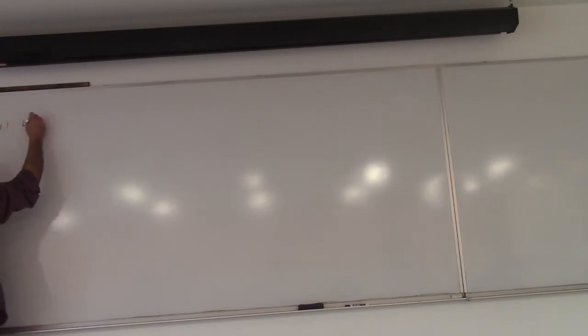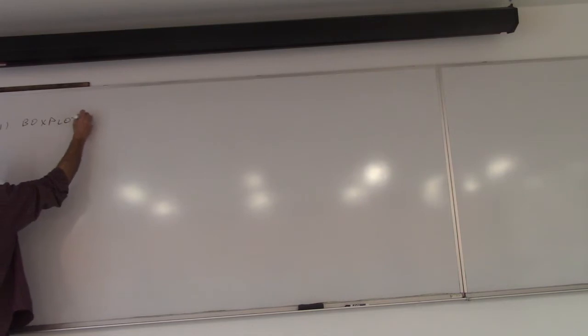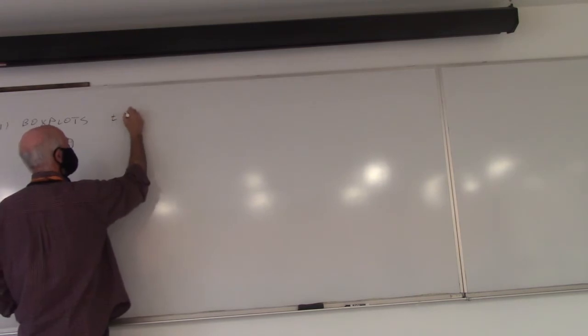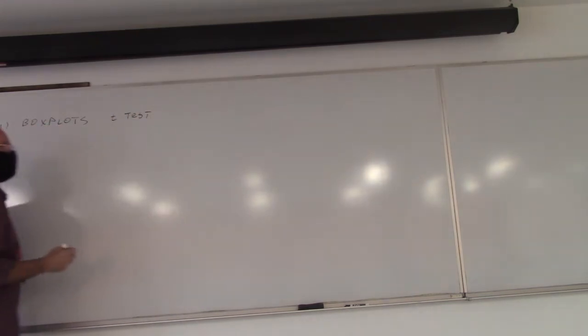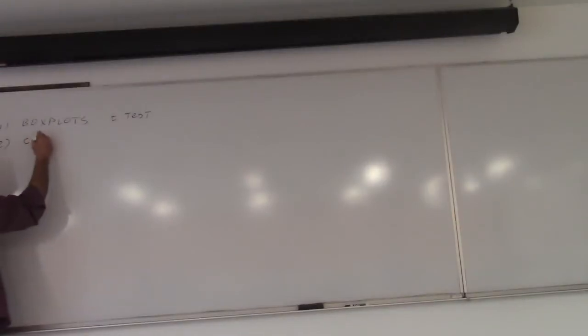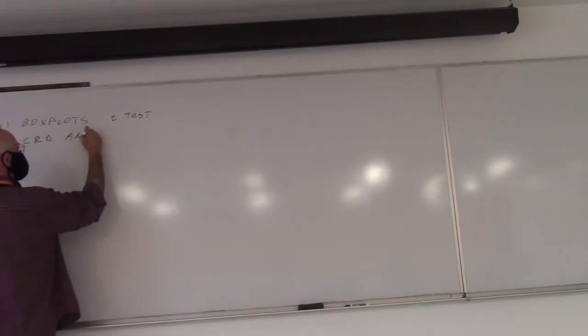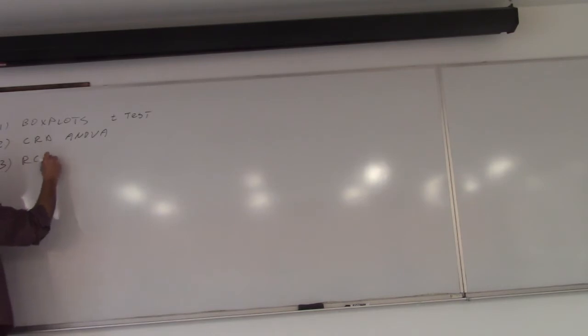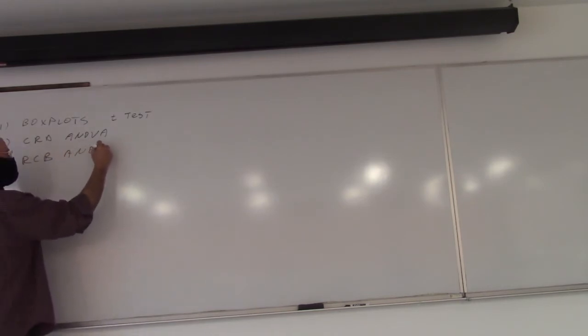See, how many homeworks have we done so far? We've done the box plots. And I think that was combined with a t-test, right? Yeah, so box plots and t-test. And then we've done the two different ANOVAs. We've done the CRD ANOVA, and we've done the RCB ANOVA. So those are three assignments, right?